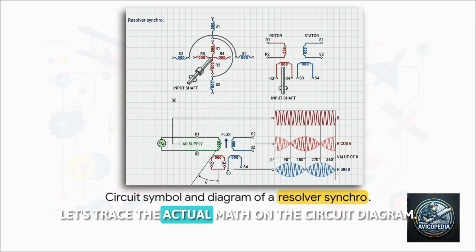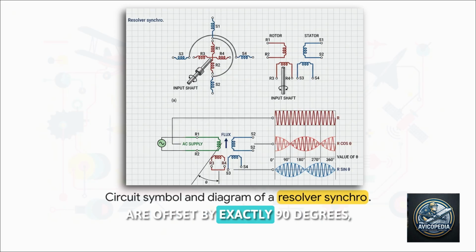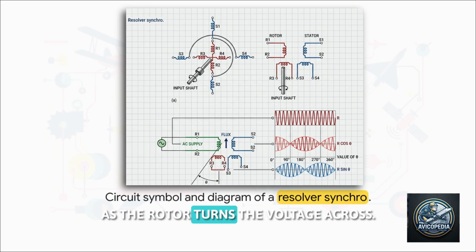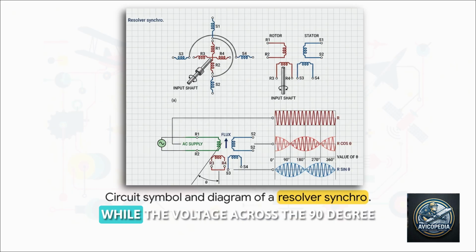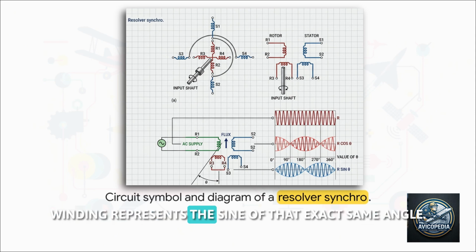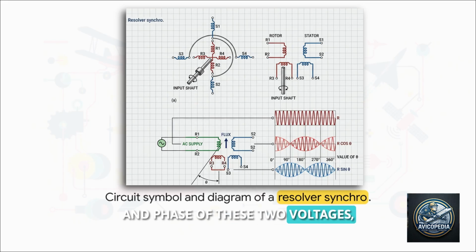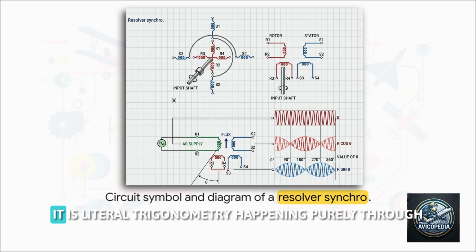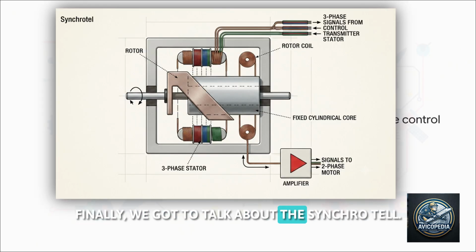Let's trace the actual math on the circuit diagram. Because those stator windings are offset by exactly 90 degrees, they capture different fractions of the magnetic flux as the rotor turns. The voltage across one winding represents the cosine of the displacement angle, while the voltage across the 90-degree winding represents the sine of that exact same angle. By measuring the amplitude and phase of these 2 voltages, the aircraft's computers can instantly pinpoint exact angular displacements. It is literal trigonometry happening purely through electromagnetic fields. How cool is that?